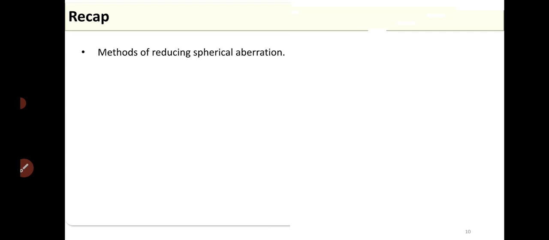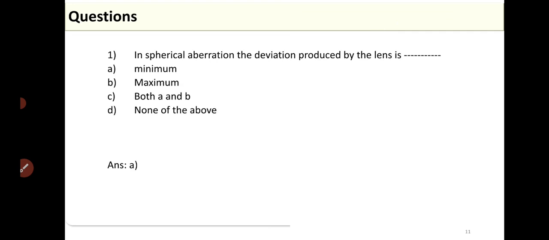Recap: methods of reducing spherical aberration. The question is: in spherical aberration, the deviation produced by the lens is minimum, maximum, both A and B, or none of the above. The answer is minimum.